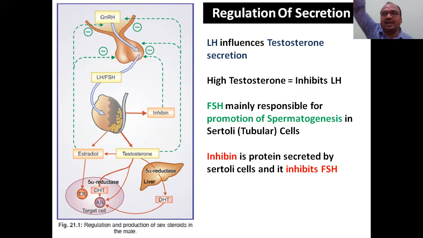It suppresses the secretion. This is called a negative feedback mechanism. See here, this is a very, very important bit. Luteinizing hormone influences the testosterone secretion. That point is very, very important. Testosterone secretion by the luteinizing hormone. High testosterone inhibits the luteinizing hormone. It goes back, negative feedback mechanism.